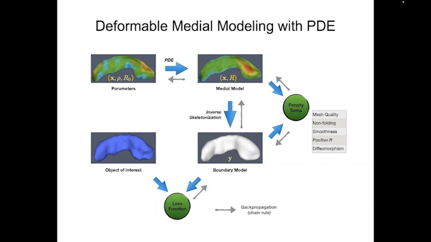So finally, a movie just showing you, oh, the movie's not playing. It's playing in green for some reason. Oh, there it goes. Okay, now it works. So on the left, we have the X and the rho shown. On the right, we have the solution of the differential equation, X and R. And at the bottom, you have the fit to the target object.